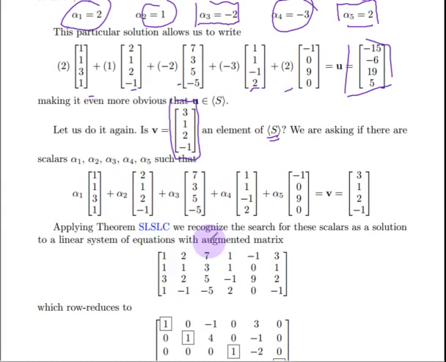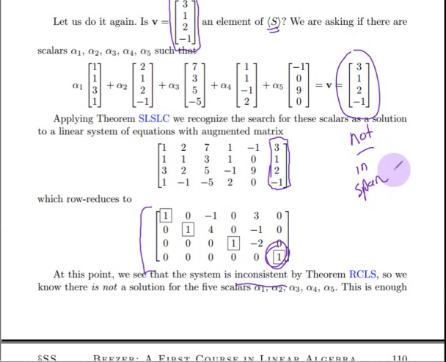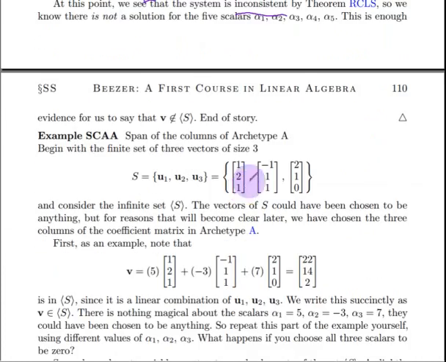We still have the same column vectors, which gives us the same coefficient matrix. The only thing that changes is the constant vector at the end of the augmented matrix. When you row reduce, you end up with this, and you can see right away that there's a pivot entry in the last column. So this is inconsistent. There's no solution. This is not in the span.